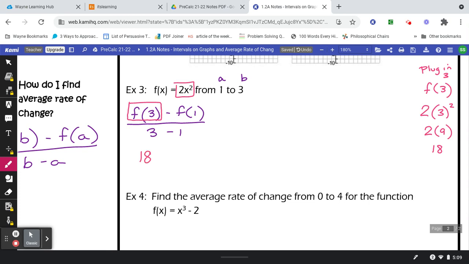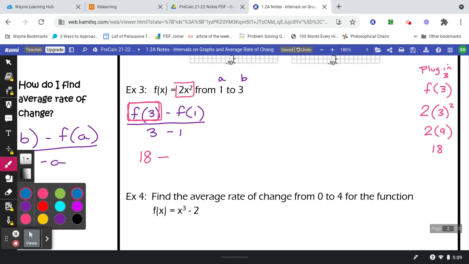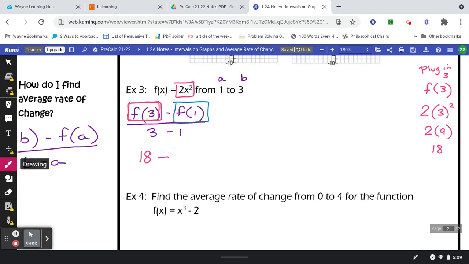I'm going to write that right there, right where this box was before. Then I'm going to bring down the minus sign in the middle. And I'm going to do the same thing for f of 1. So I'm going to come off to the side, and I'm going to plug in 1 into that same equation. Exponents first, then multiply. And I'm going to put that right there. The rest of the problem I can go ahead and leave, 3 minus 1.